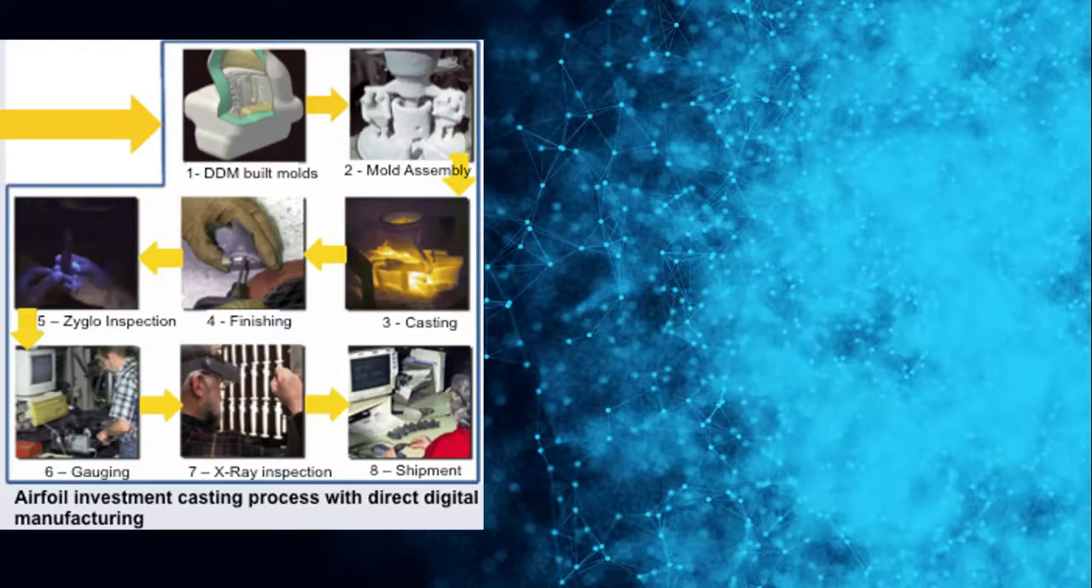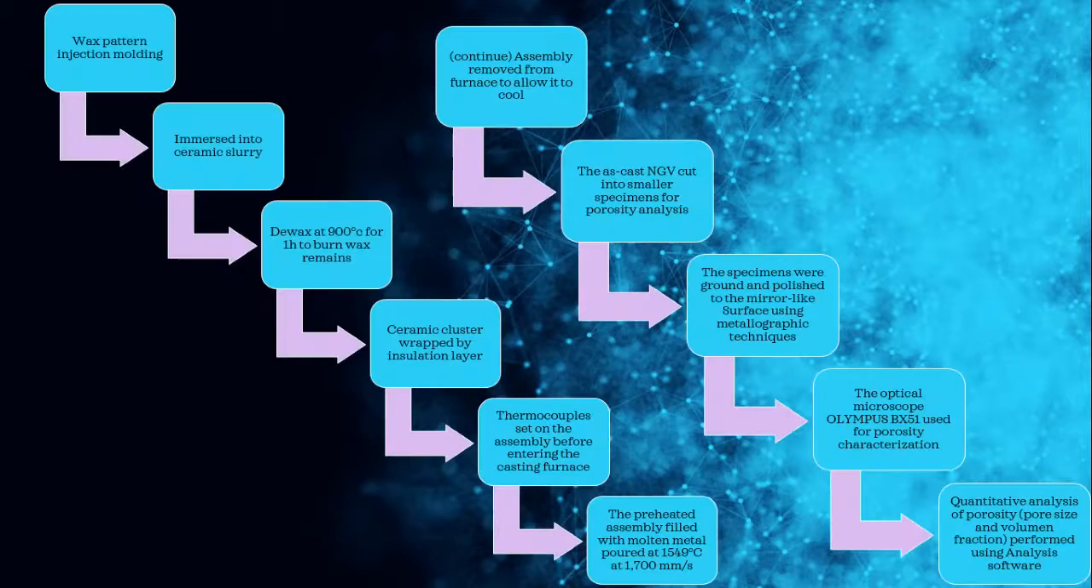Here, we can see the manufacturing process of the airfoils. First, they design the mold digitally and then assemble the mold. Next, we have the casting, the finishing, and the seal inspection, which is the use of fluorescent liquid under black light to detect cracks and surface discontinuities. Next, the gouging and a final X-ray inspection, and then it is ready for shipment.